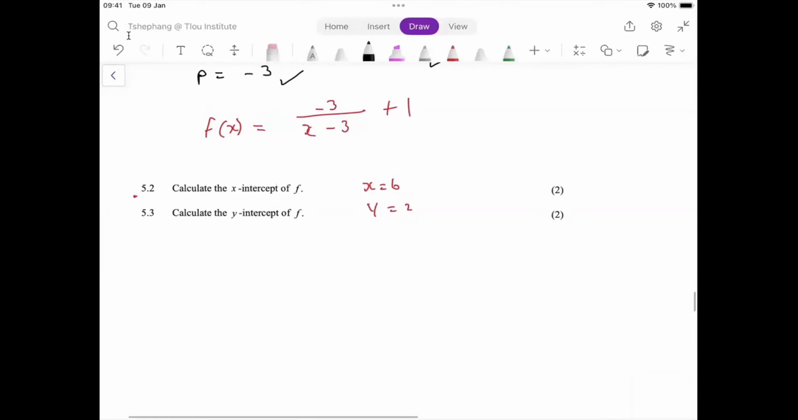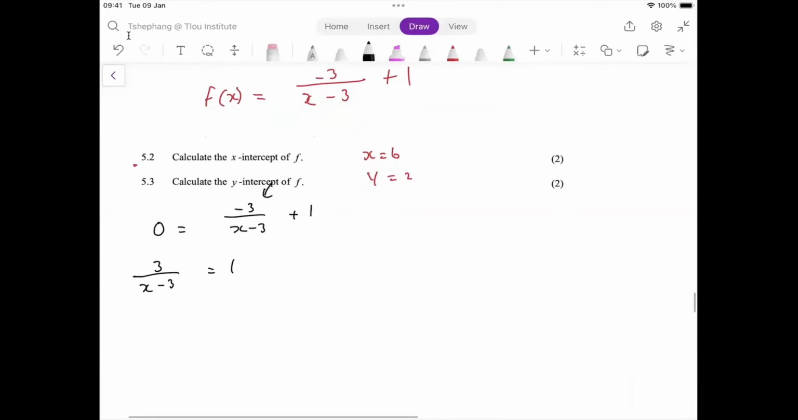Let's quickly check. So 0 is equal to negative 3 over x minus 3, plus 1. So I'm going to take this to the left-hand side. So 3 over x minus 3 is equal to 1. Then you can cross multiply. X minus 3 is equal to 3. X is equal to 6. So you have 6 and 0 there. That's how we got it.